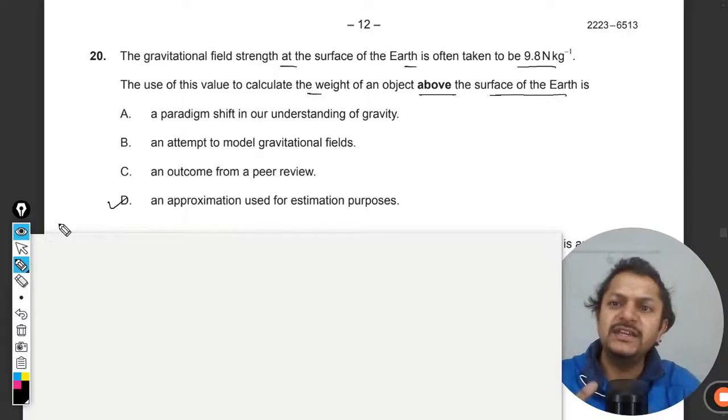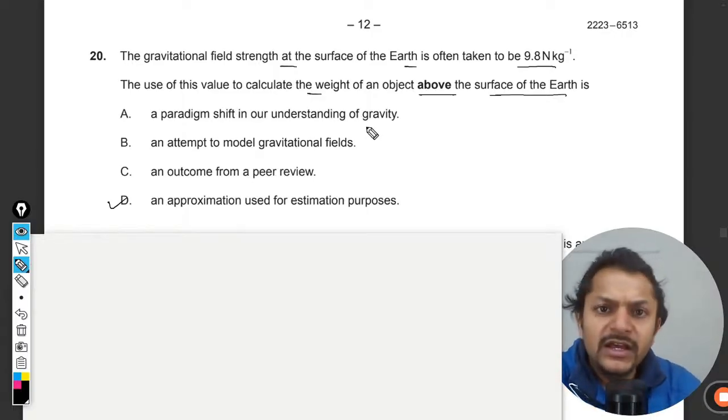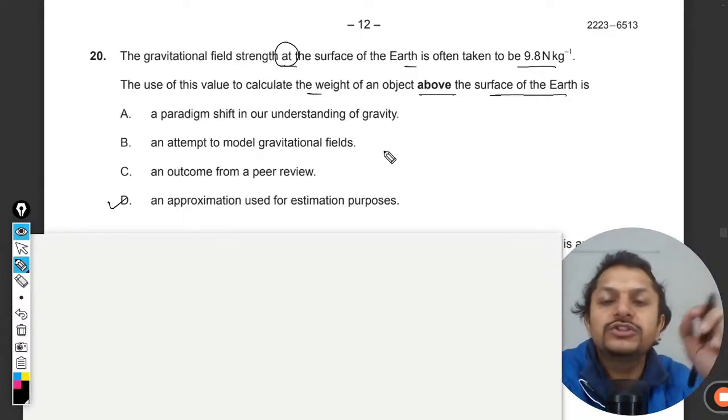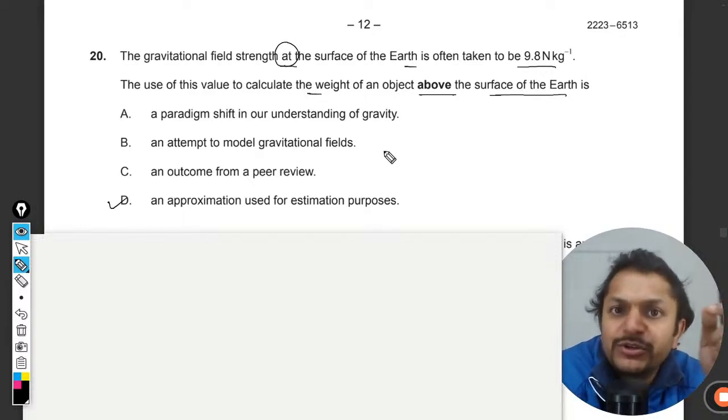I think the answer will be D, because that seems to be the most suitable. Let me explain you. What is my understanding of this question? They are saying that the gravitational field strength at the surface, like in the formula, you have to use the radius of the Earth, which is like 6,400 kilometers to be very precise.